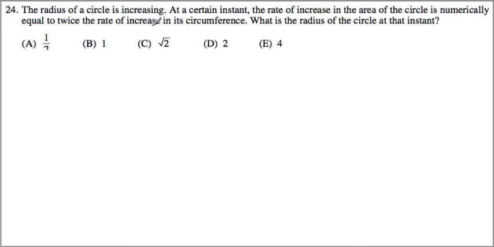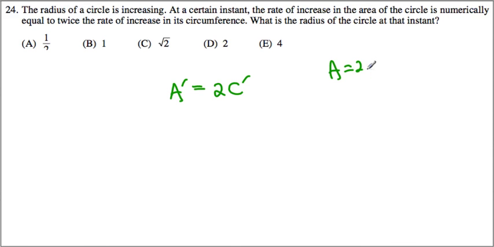The radius of a circle is increasing. Now, it talks about the related rate. It seems the rate of the increase in the area of the circle is numerically equal to twice the rate of the increase of the circumference. So in other words, A prime is equal to 2 times the C prime. What is the radius of this circle at this instance? So let's try to look into this one.